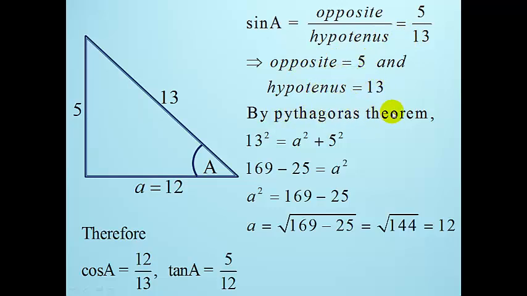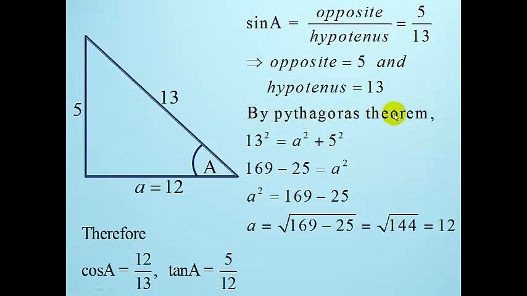Now by the Pythagoras theorem, the square of the longest side is equal to the sum of the squares of the other two sides. And the longest side is 13. That is the hypotenuse. It is given in the question. We have 13 because sine A is equal to 5/13. Now, this is our angle A. That's our acute angle. Opposite to the angle A is 5. That is why 5 is opposite. And the longest side is 13.